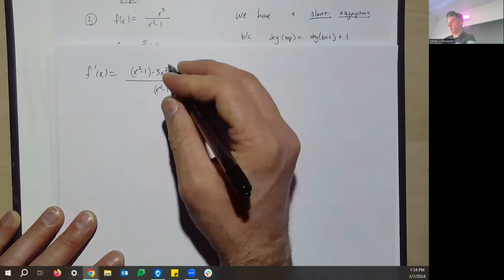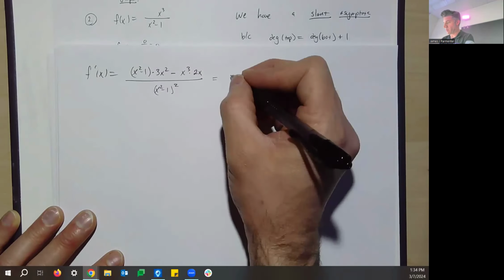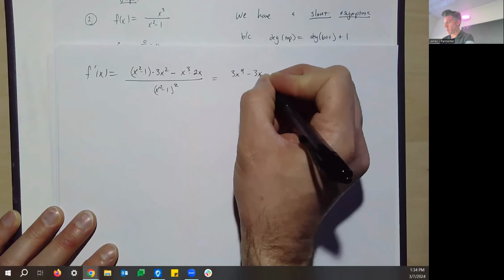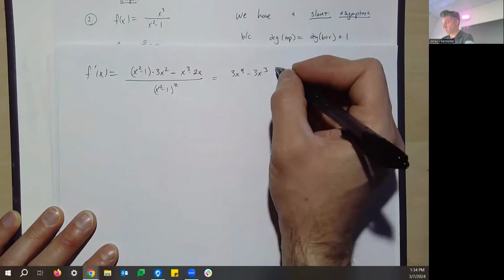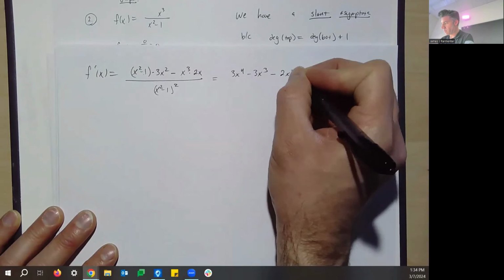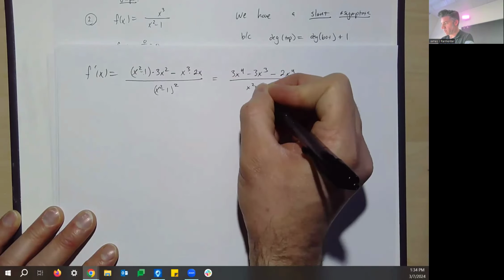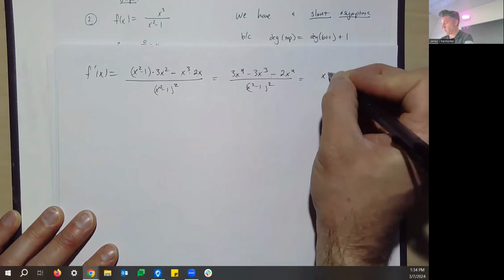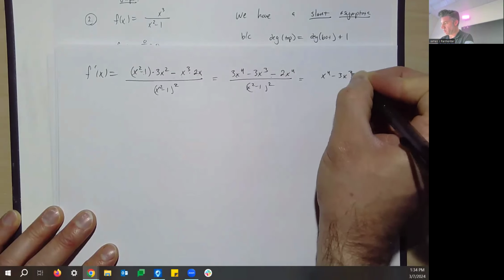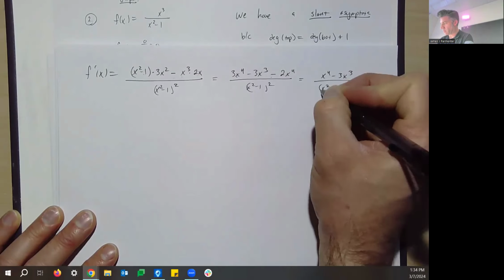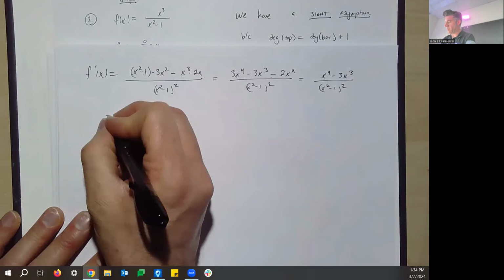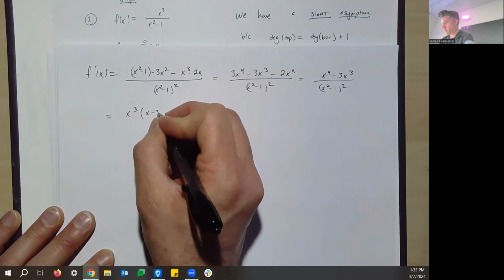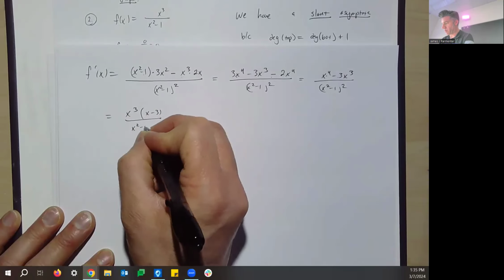So multiplying off the top, x squared times 3x squared is 3x to the 4th, minus 1 times 3x squared is minus 3x squared, minus x cubed times 2x is 2x to the 4th, all over x squared minus 1 squared. 3x to the 4th minus 2x to the 4th is x to the 4th, minus 3x squared over x squared minus 1 squared. Finally, I can factor out an x squared from the top, and I'm left with x squared times x minus 3 over x squared minus 1 squared.